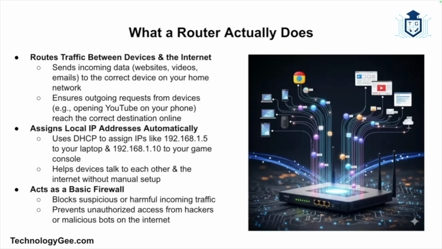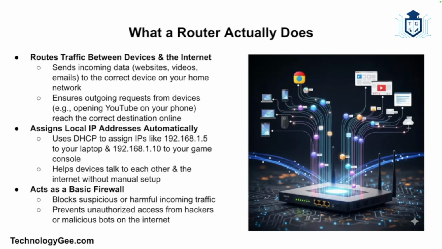So exactly what does a router actually do? Well, here's a breakdown. The first thing it does is route traffic. The router receives data packets from the internet, like a web page or a video, and sends them to the correct device on your network. Likewise, when your phone wants to go to YouTube, the router makes sure the request goes out to the right place. Another thing it does is assign local IP addresses.